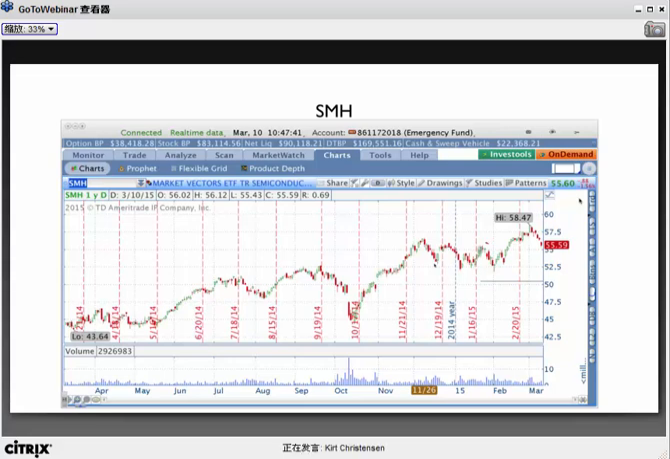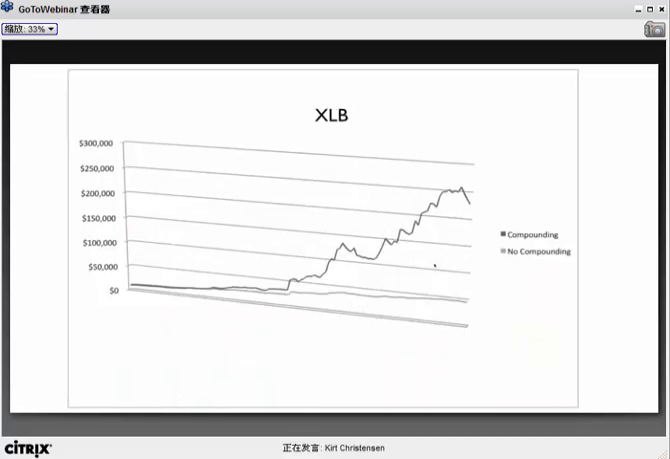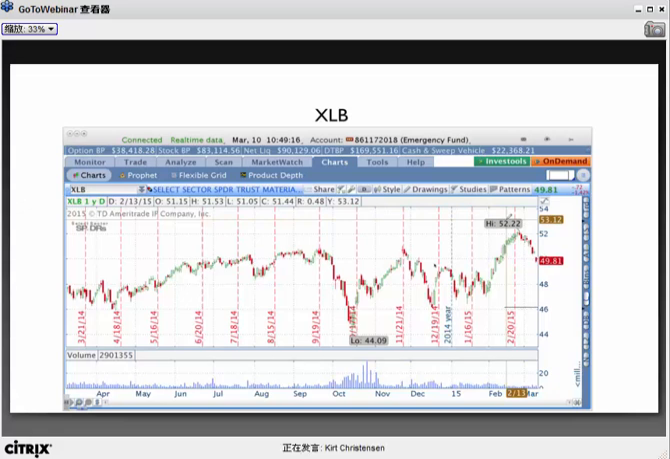It goes back to right here. IYR, XLB. XLB trade is a new trade. It's slightly marginal. It's right here.